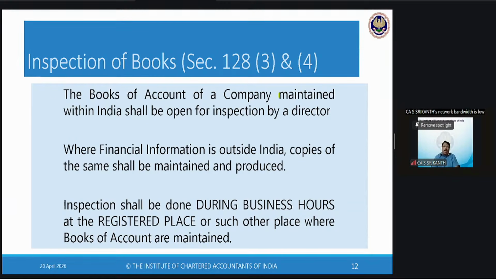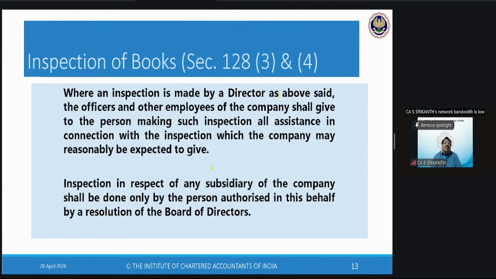Now, where an inspection is made by a director as above, the officers and other employees of the company shall give to the person making the inspection all assistance in connection with the inspection which the company may reasonably be expected to give. Reasonably. So when he asks for something, you have to give it. If he goes through the books and asks for certain details, you have to give it. Right? Refusal to do so is an offense under section 128.